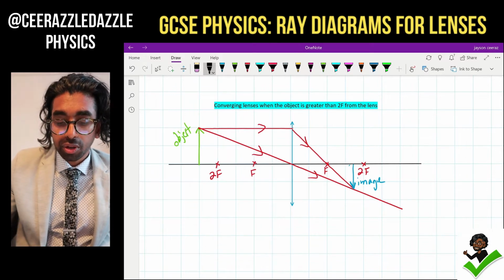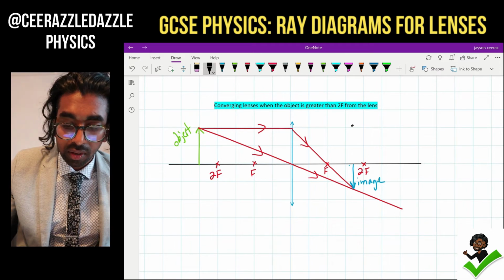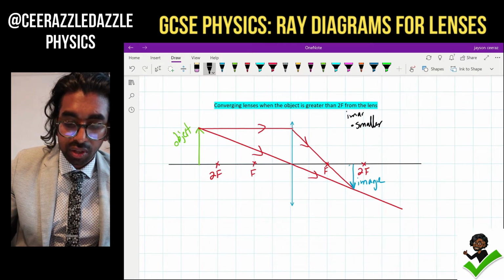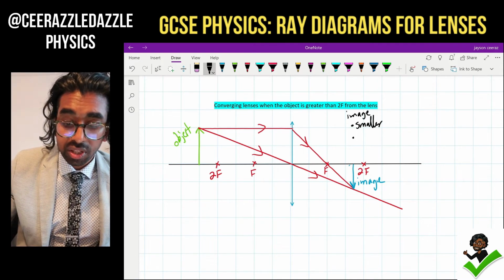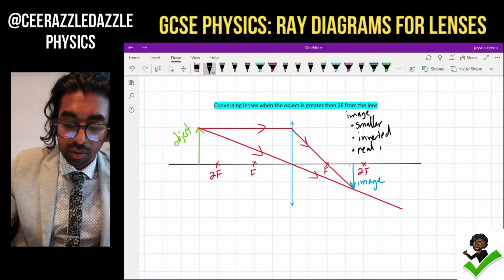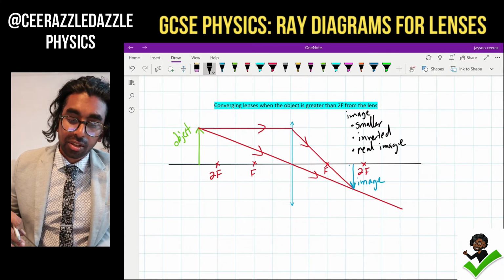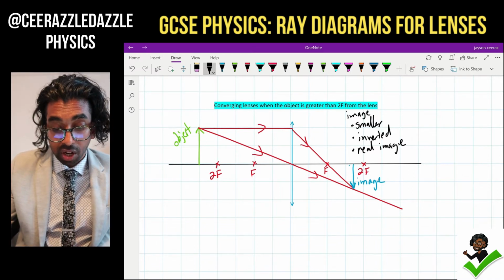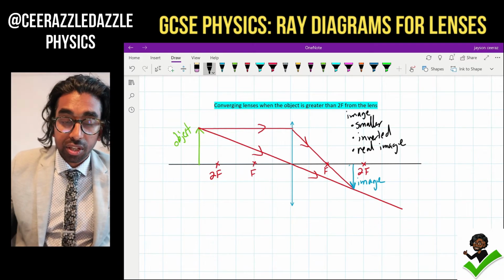The image itself, let's compare it to the object. Is it bigger or smaller than the object? We can see here the image is smaller. These are properties of the image. Is it upright or upside down? It's upside down, so we'll say it's inverted. And it is a real image. Easy stuff. So that's the first one we've done. The position of the object will change in the next diagrams, so I'm going to move the object to different positions and we'll watch how the whole diagram changes. Let's scroll down for the next one.